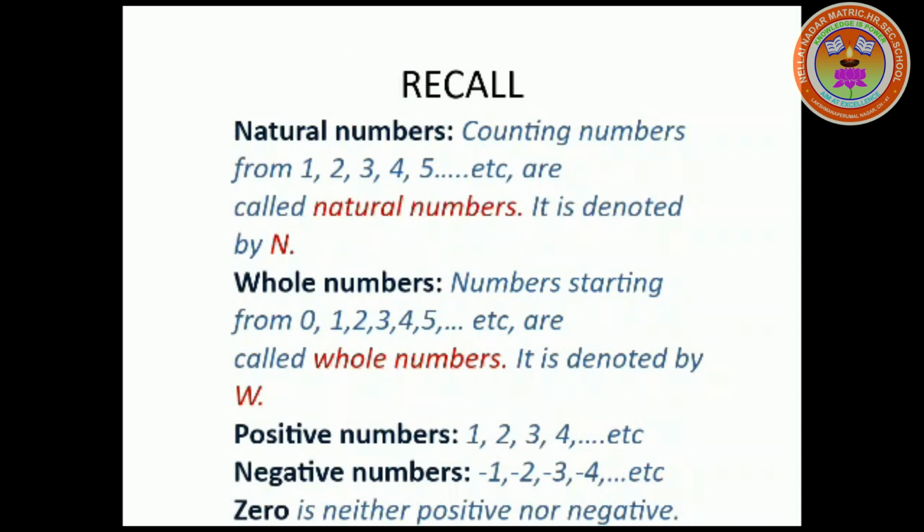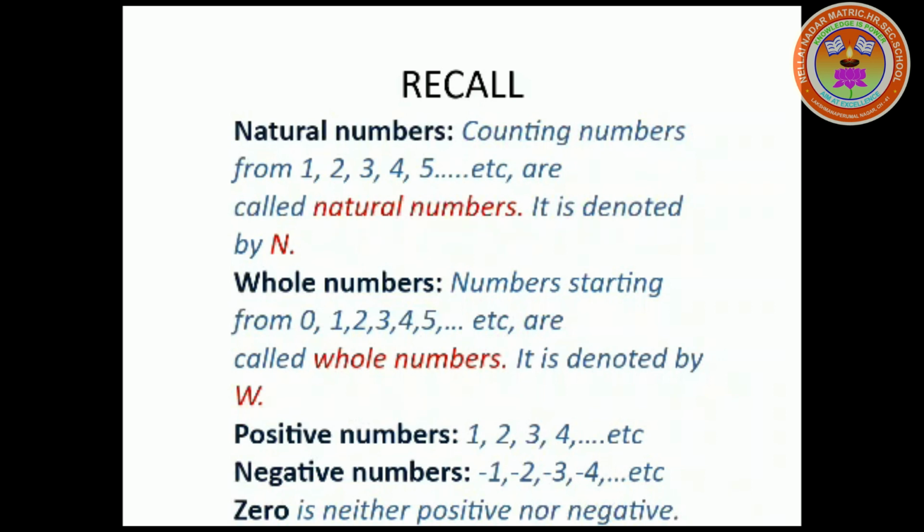First, natural numbers. What are natural numbers? Counting numbers from 1, 2, 3, etc. are called natural numbers, and it is denoted by the capital letter N. Next, whole numbers. Numbers starting from 0, 1, 2, 3, etc. That is, 0 along with natural numbers are called whole numbers. It is denoted by the capital letter W.